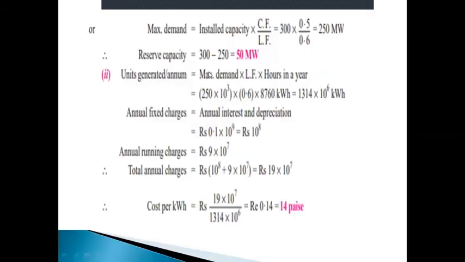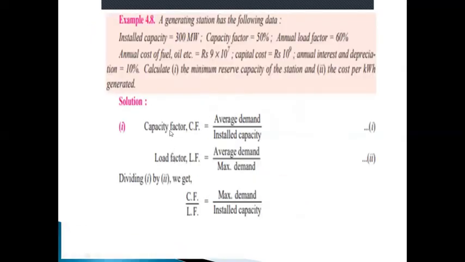To calculate the reserve capacity, we have to calculate the maximum demand. So maximum demand somehow we have to calculate from the given data. Since here capacity factor is given, load factor is given, make use of this data. You know that capacity factor is equal to average demand divided by the installed capacity, and load factor is equal to average demand divided by maximum demand.